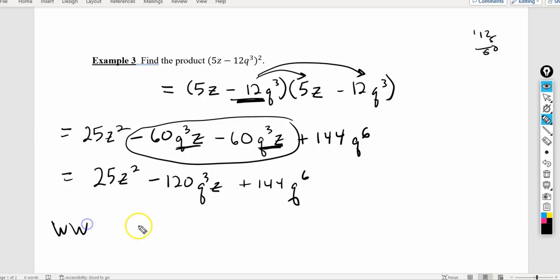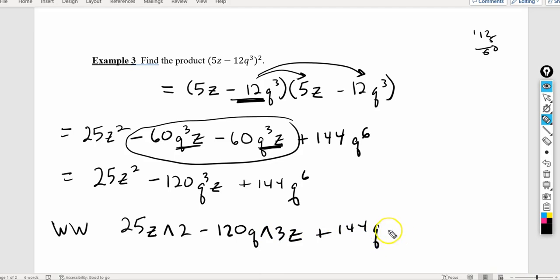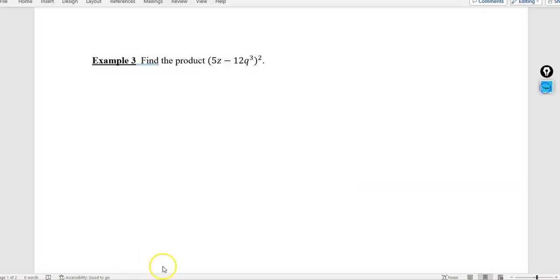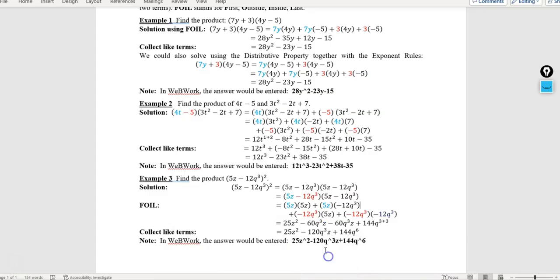And in WeBWorK, I would write 25z, then the shift button and the 6 to get the up arrow 2, minus 120, q, the shift button and the 6 to get the up arrow 3, and then z, and 144q, the shift button, the 6 button, and then 6. And that should check with our calculations in the lab instructions, and we see that everything matches.